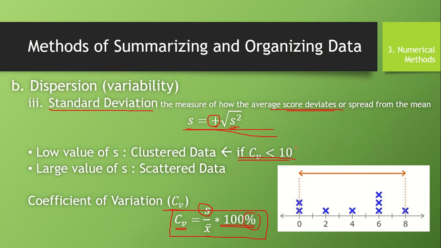If you will get a coefficient of variation which is less than 10%, therefore we can say that data are clustered to the mean, meaning dugo ra kay sila sa tong mean. Otherwise, data are scattered or far away, many of the data deviate from the mean.